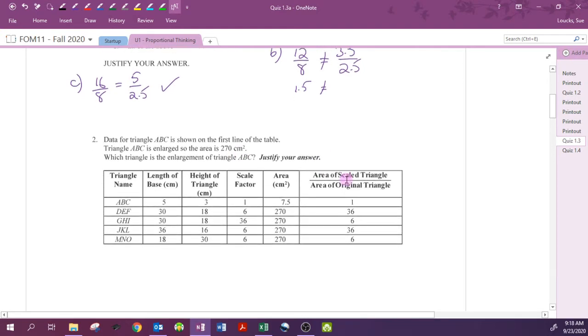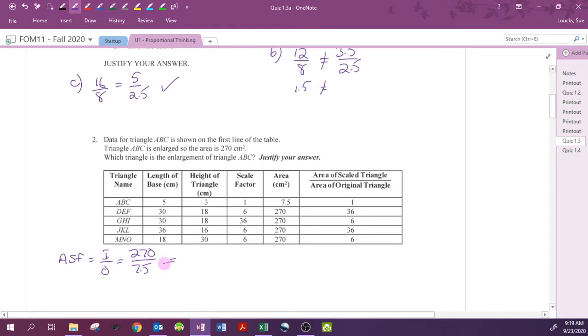For triangle ABC, the data for triangle ABC is shown in the first line of the table. It's enlarged, so the area is 270 centimeters squared. Which triangle is the enlargement of ABC? Well, they all have an area of 270, so that doesn't help me. The area scale factor is the image over the original, so that's set to 270 over 7.5 because that was the original one.